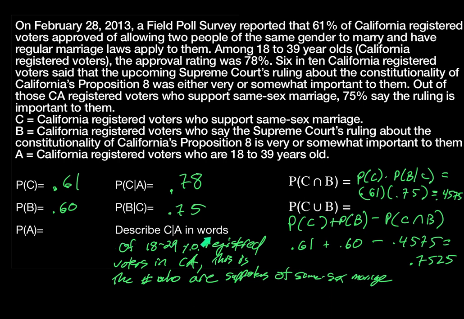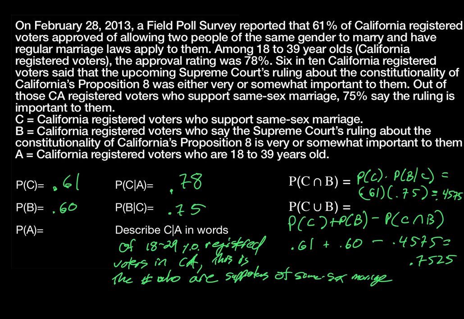Describe C given A in words. So that is out of the 18 to 29-year-old registered voters in California. So this is my given, out of these people, this is those who are supporters of same-sex marriage. All right, if it were a probability, then I'd say the probability of that happening, C and B, that's the intersection, C times B given C, that's just straight formula. The 0.75 was B given C. That was already determined. Multiply to this number.